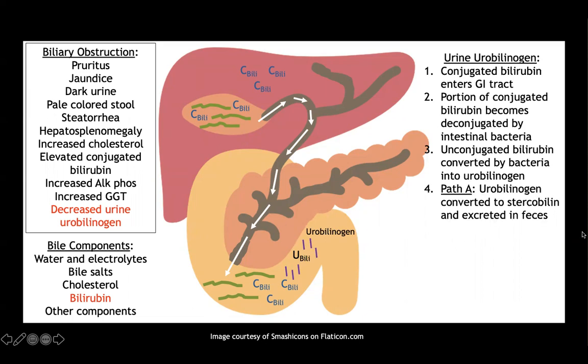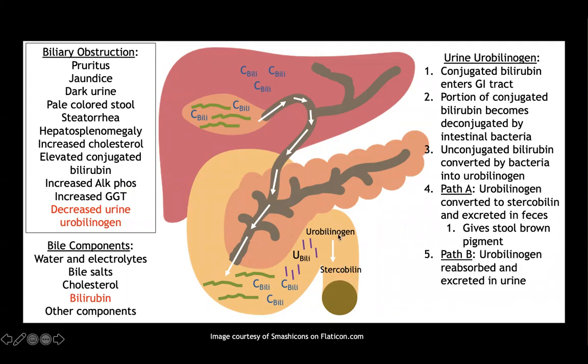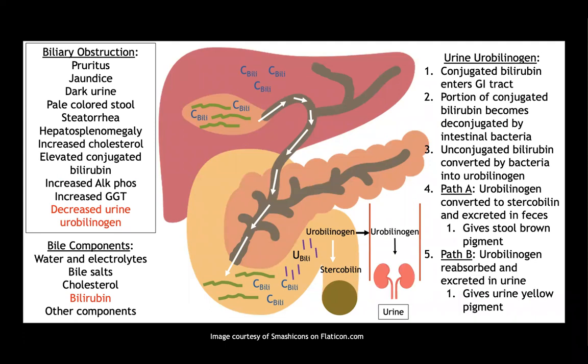This urobilinogen can do a few things. As we saw before, this can get converted into stercobilin, which causes your brown stool color, and which is why up here when we talked about pale stool, I was alluding to the fact that bilirubin is responsible for this dark pigment, and it's through this process that bilirubin provides that dark pigment as stercobilin. Instead of being converted to stercobilin, it can also be reabsorbed and excreted in the urine, which would cause urine to have its yellow pigment color.